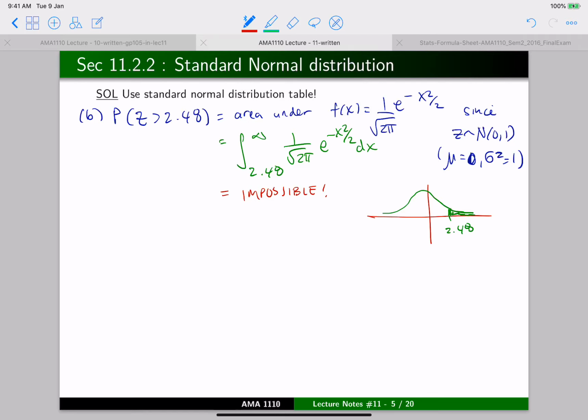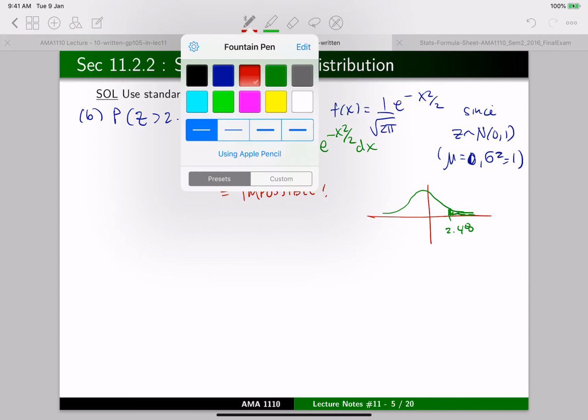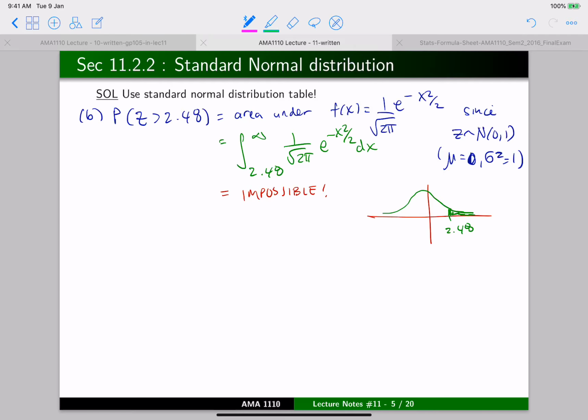This can only be done numerically. So we approximate this using the normal table that is given, the standard normal table.